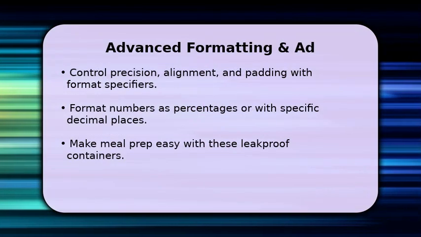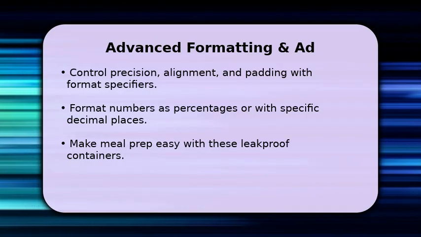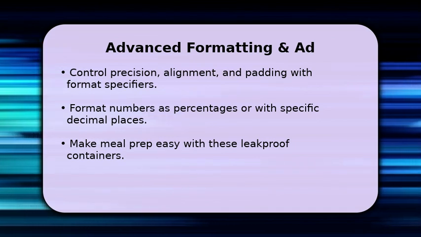Beyond basic insertion, Python's formatting tools allow for advanced control over your output. You can specify precision for floating point numbers, align text within a given width, or pad strings with specific characters. For example, you can display a number with 2 decimal places or format it as a percentage. These features ensure your data is presented exactly as needed.